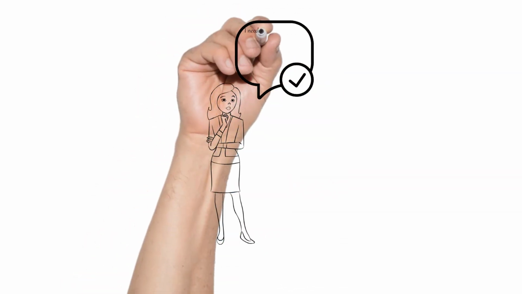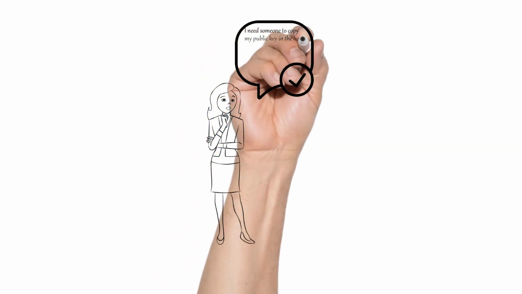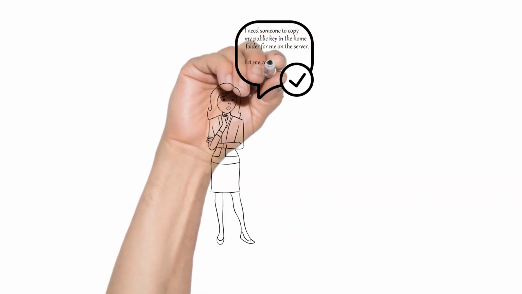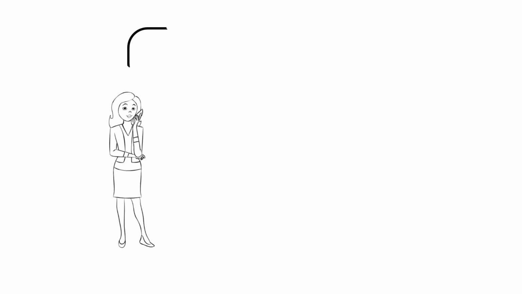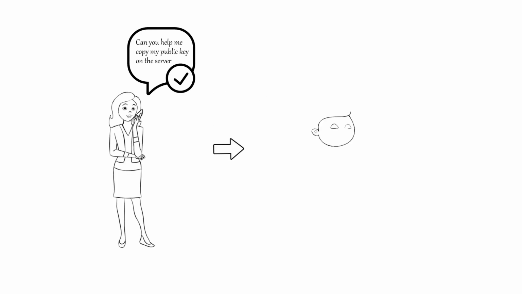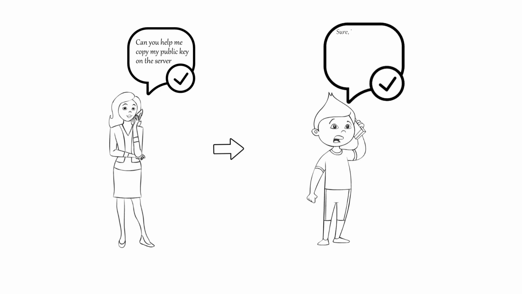I need someone to copy my public key in the home folder for me on the server. Let me contact Brad. Can you help me copy my public key on the server? Sure, just copy the public key and send it to me, or you can send me the public key file. Brad then logs onto the server and creates a user account for Emily and copies the public key into her home folder.